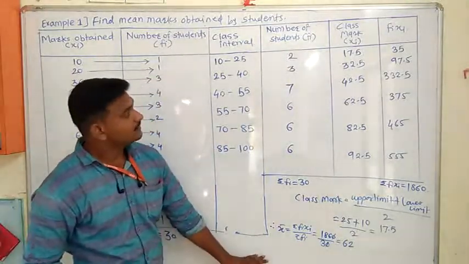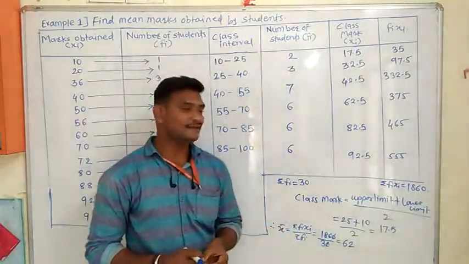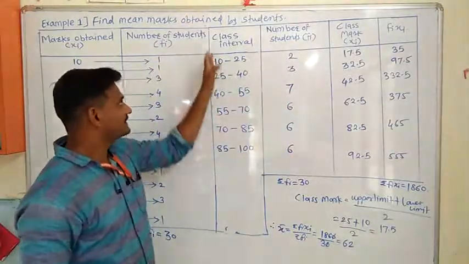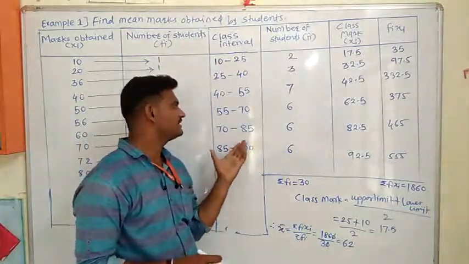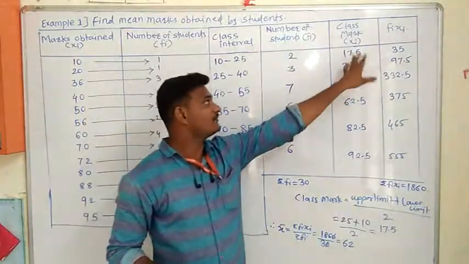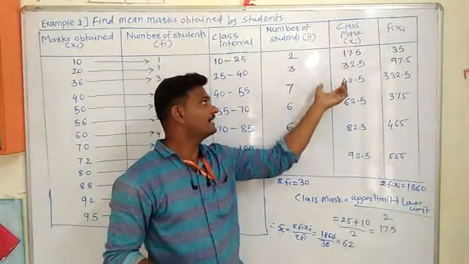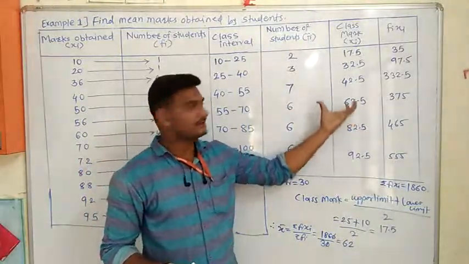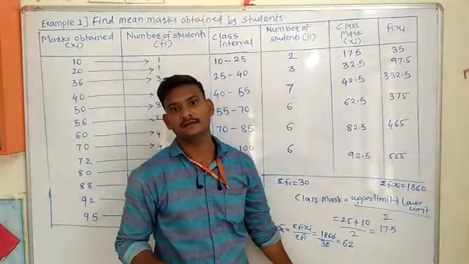Now one more thing to note: we use this method when the numbers are smaller, that is, when the frequencies and the class intervals are smaller. Here the class intervals are within 100, two-digit class intervals. We can easily multiply the class mark with the Fi. When numbers are smaller, you can go for this method, finding the class mark. This method is known as the direct method.